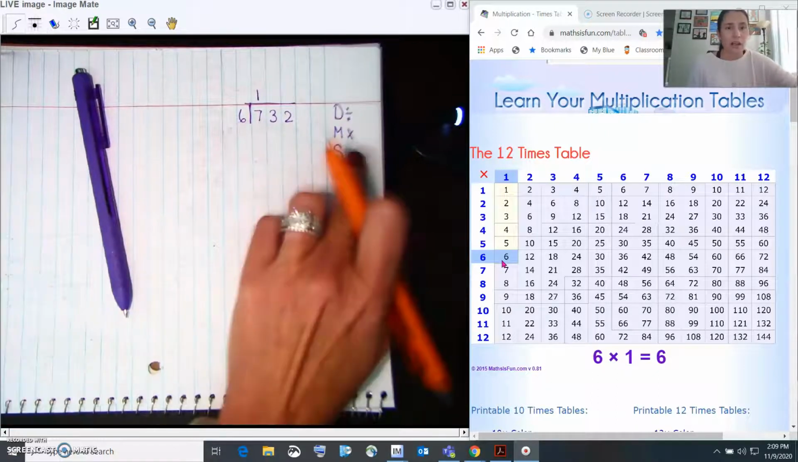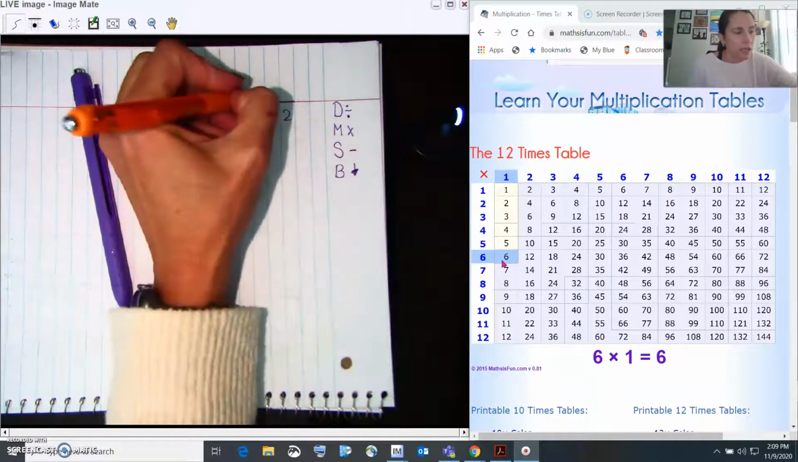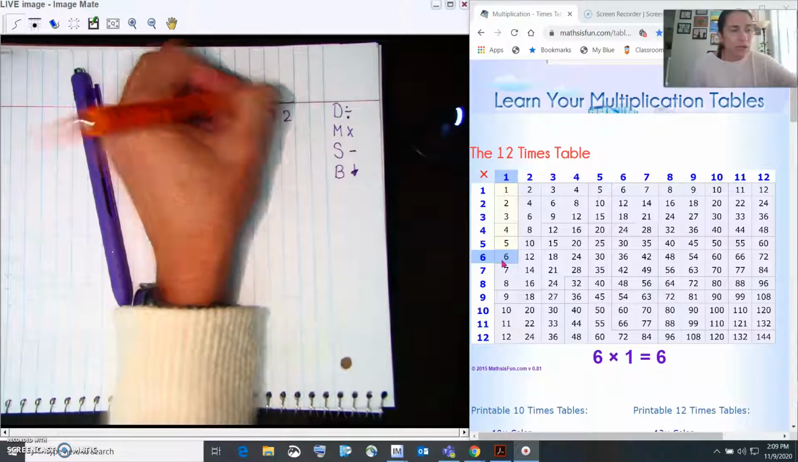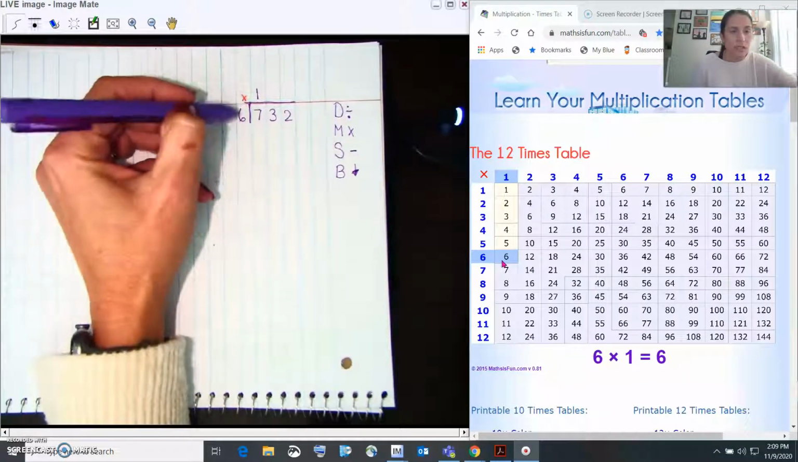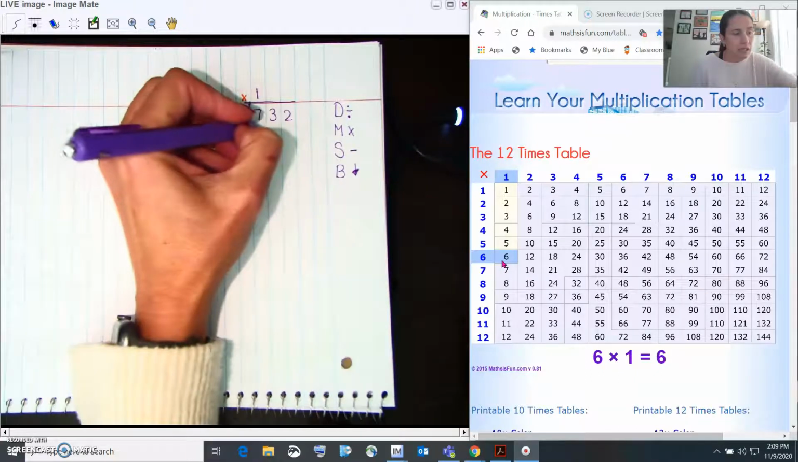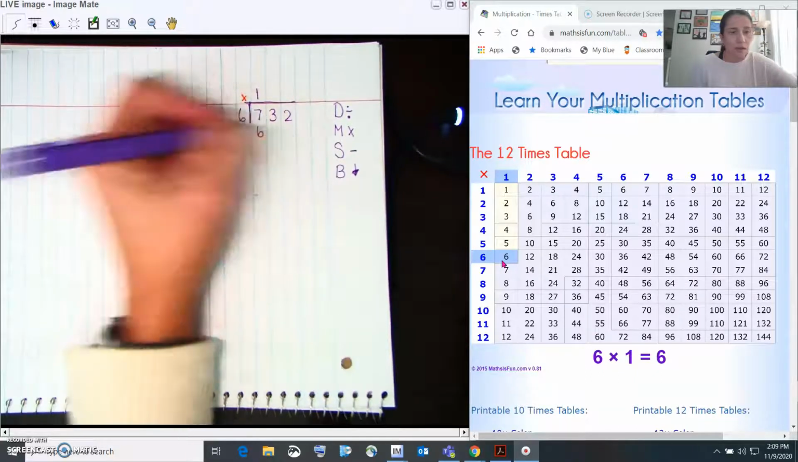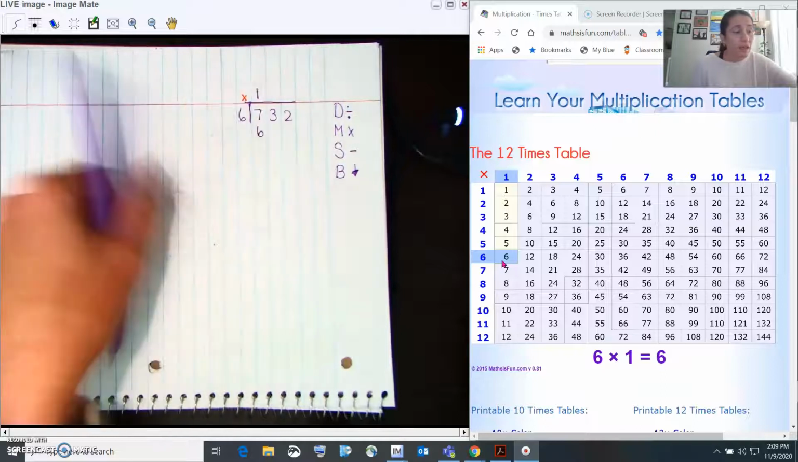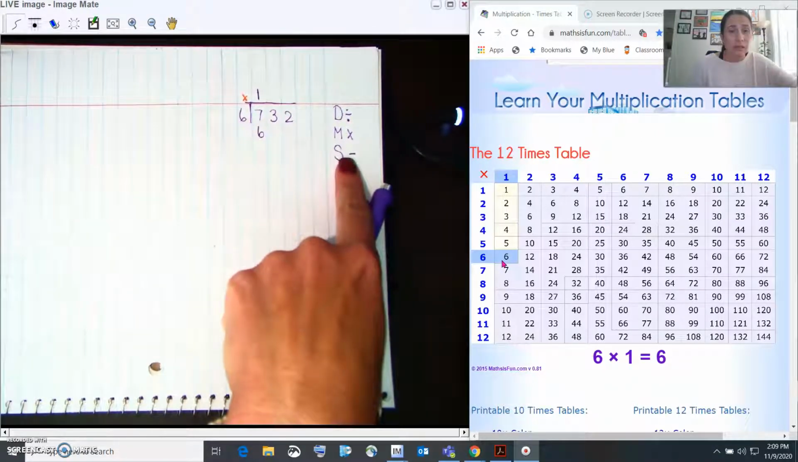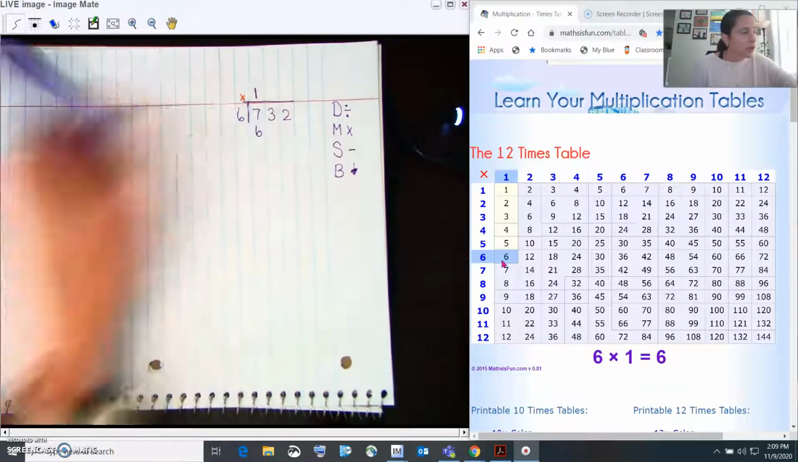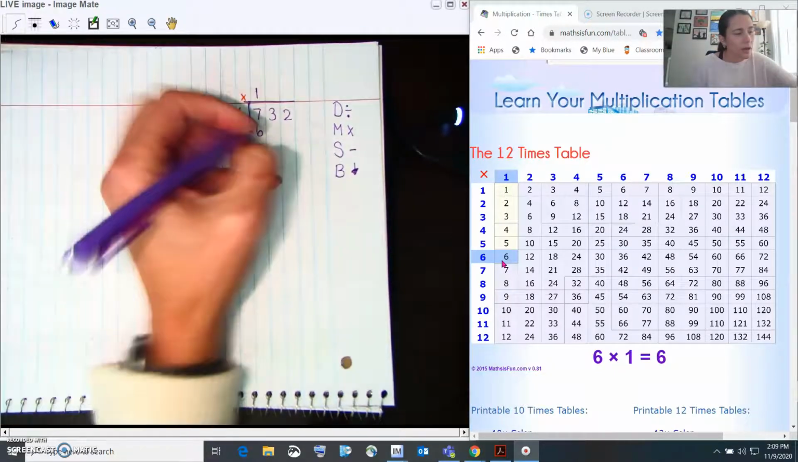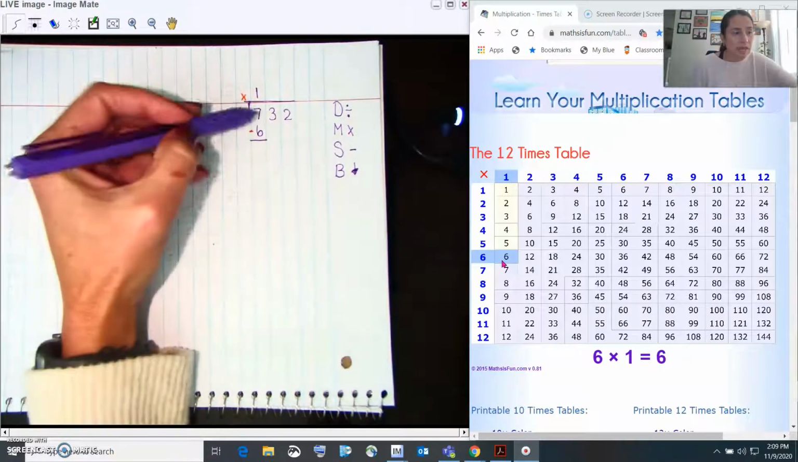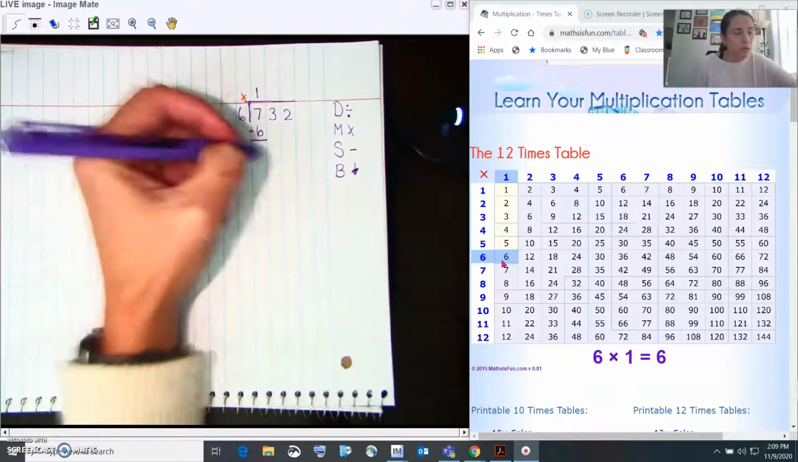And then if we look over here, our next step is multiply. I'm going to put a little multiply sign right there just to help you remember. So we're going to do 1 times 6 is 6. And this is where we put our answer, right here. And then if you look, what's next? We subtract. So then we're going to put our subtract right here. All right. So 7 minus 6 is 1.